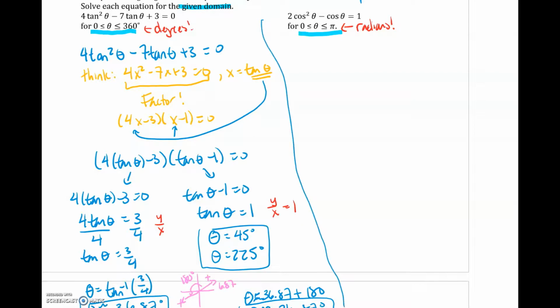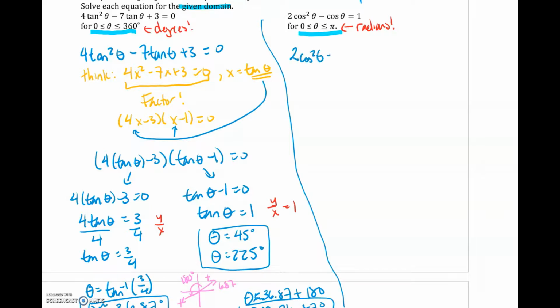All right, so the big difference between the first problem, that 4 tangent squared problem, and this 2 cosine squared problem here is our answer needs to be in radians, because it tells us that given domain in radians from 0 to pi. Also realize we're doing half a circle, so we only want to look at that top half, right? If you're looking at that unit circle. But again, when you approach it, you can think about this the same way.